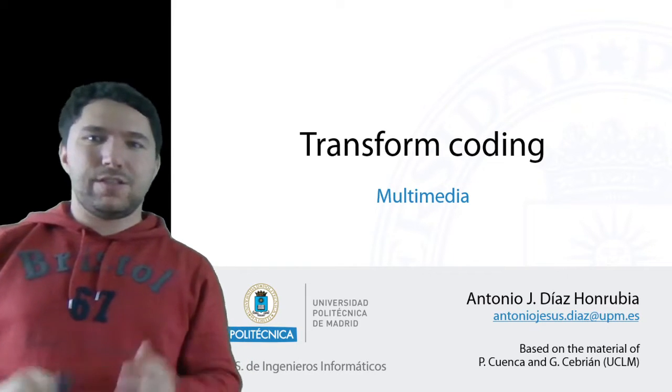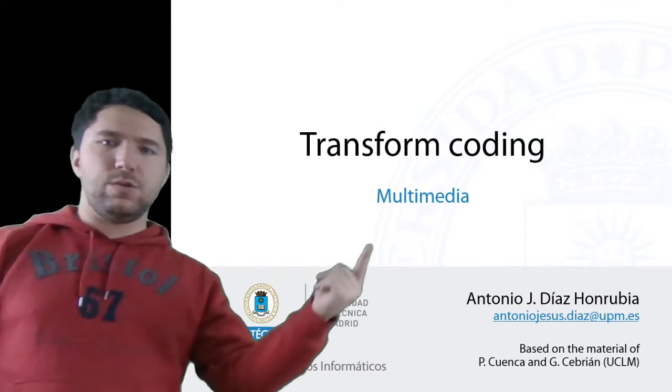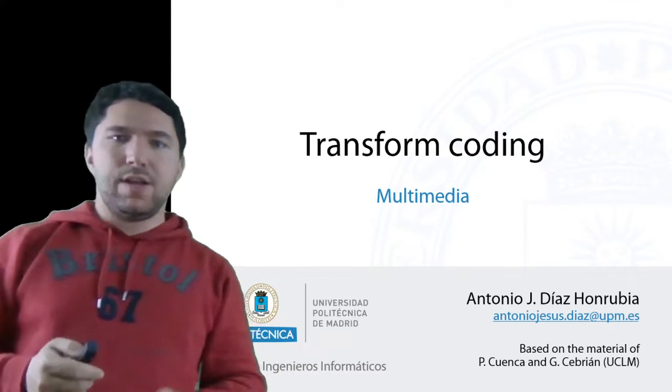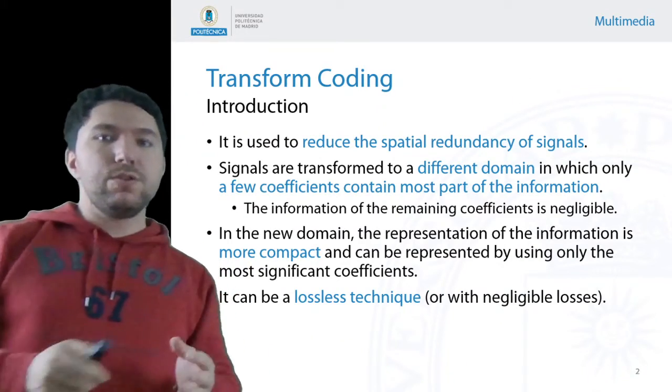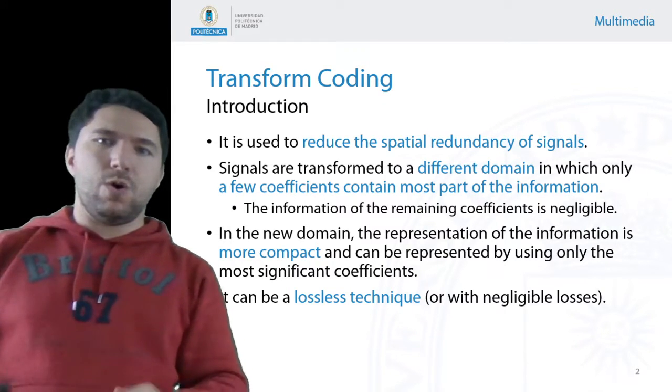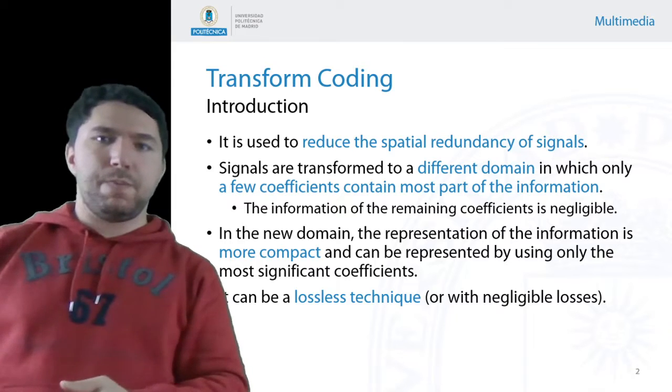Hello everybody! Today I bring you a video about multimedia course. Specifically, it's a video about transform coding. This kind of coding is used to reduce the spatial redundancy of signals, specifically of pictures and video.